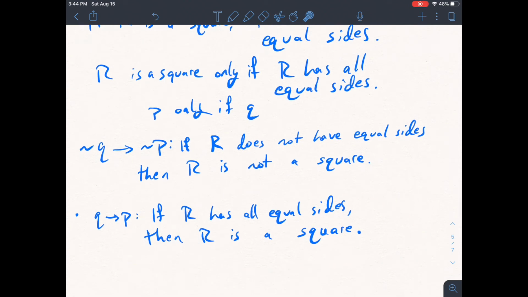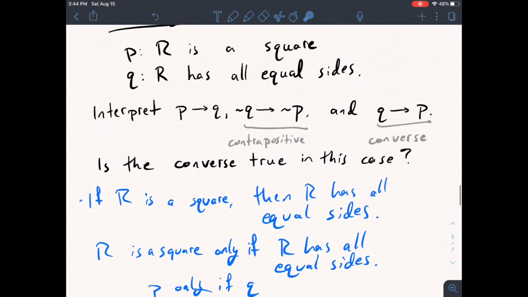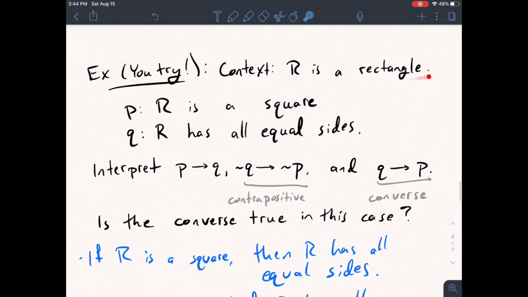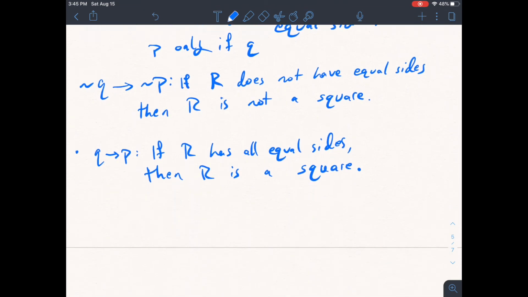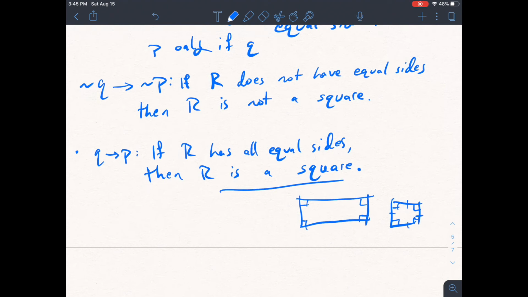To determine whether or not this is true, I have to go back up to the context, right? So the context was that R is a rectangle. So the context actually changes things in this case. If R is a rectangle, then that tells us that the angles are all 90 degrees, right? So if the angles are all 90 degrees, and additionally all of the side lengths are equal, then yes, I can conclude that R is a square.